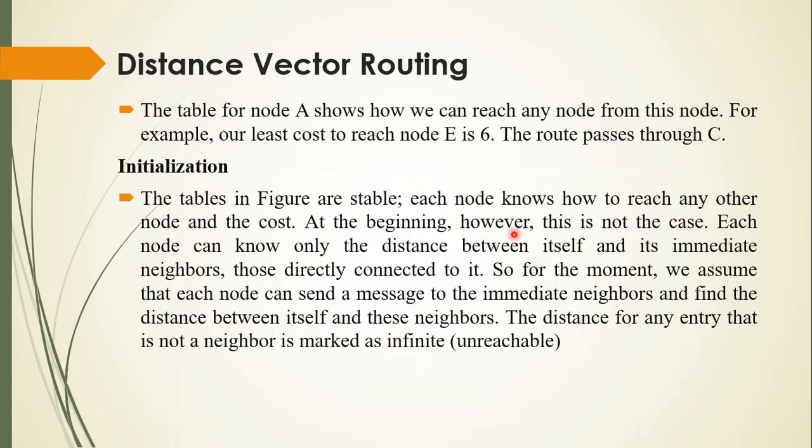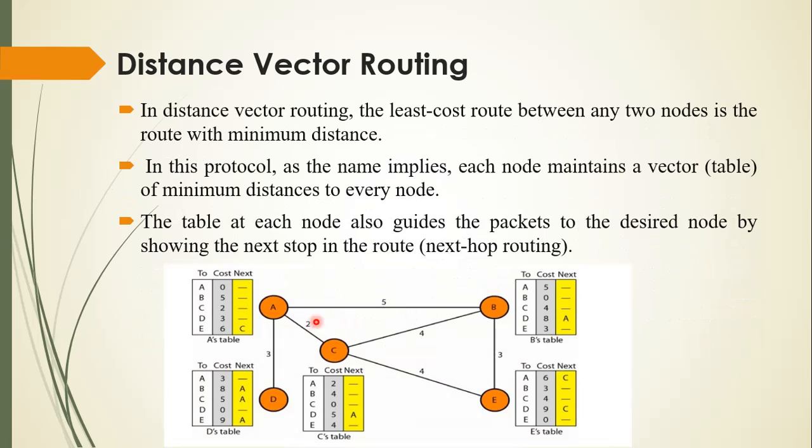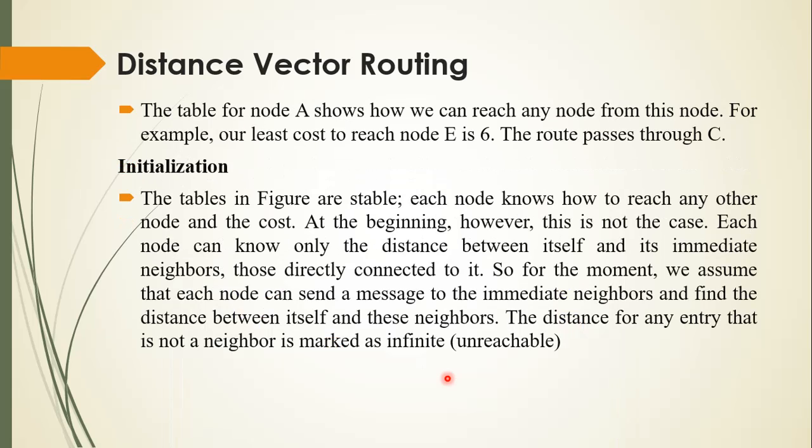So at the beginning, however, this is not the case. Each node can know only the distance between itself and its immediate neighbors, those directly connected to it. Neighbor means directly connected. So A's neighbor is B, A's neighbor is C, also A's neighbor is D. But we cannot say that A's neighbor is E, because A and E are connected via C. So neighbor means direct connection.